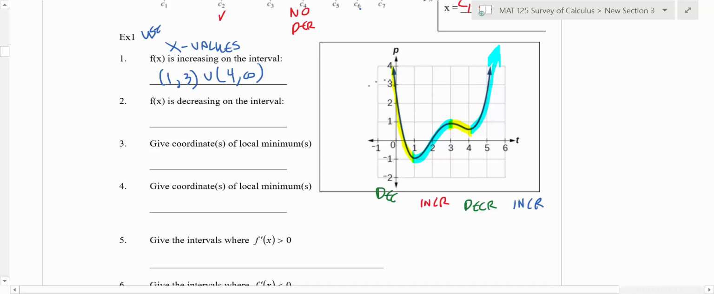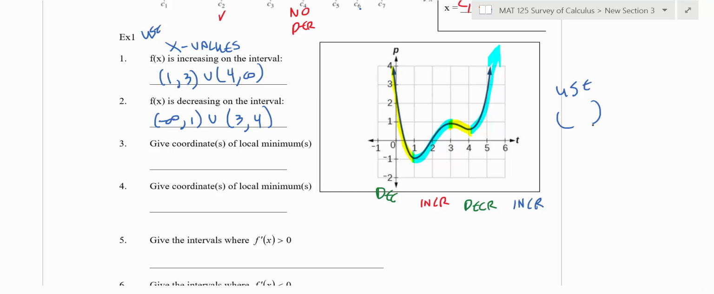Where's it decreasing? Negative infinity until 1, and then where else? 3 to 4. And by the way, you always use parentheses. That's another important thing. If I'm having you name intervals where you increase and decrease, they're always open intervals.